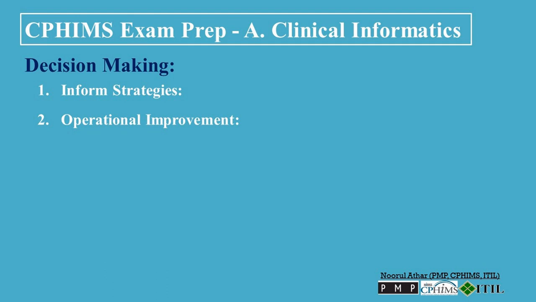For example, reallocating staff or resources based on patient flow data can improve efficiency. It can also guide decisions on resource allocation, like where to invest in new equipment or facilities, based on usage patterns and patient outcomes. Additionally, analysis of financial data can help in optimizing budgeting and financial planning, ensuring that funds are directed to areas that will have the most impact on patient care and operational efficiency.